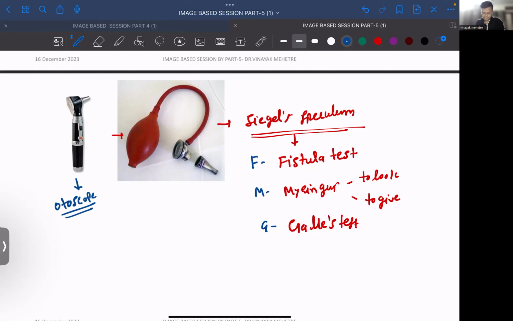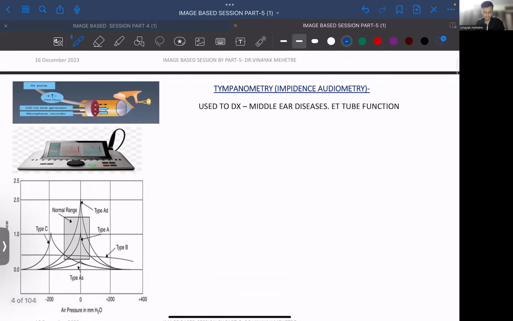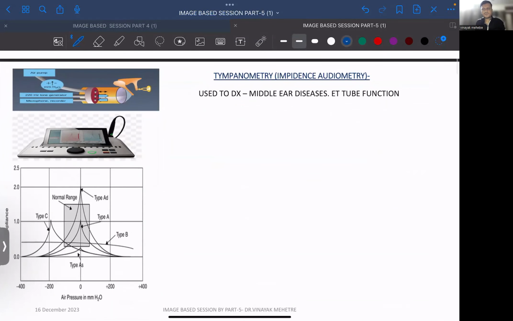Then we come to the tests, right? You have all seen this graph, but you are not able to remember what type A, AS, AD are used for. After this you will be able to remember.